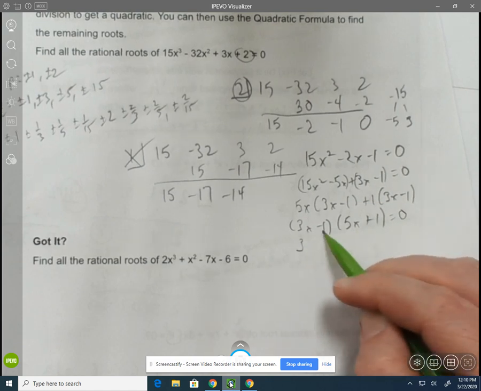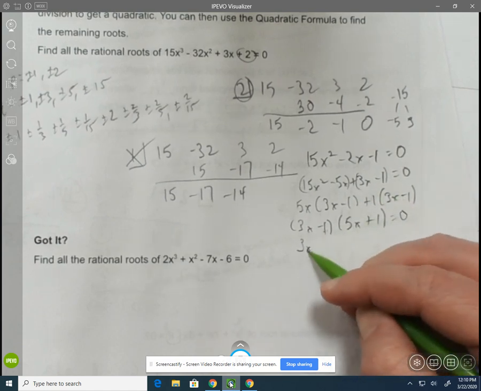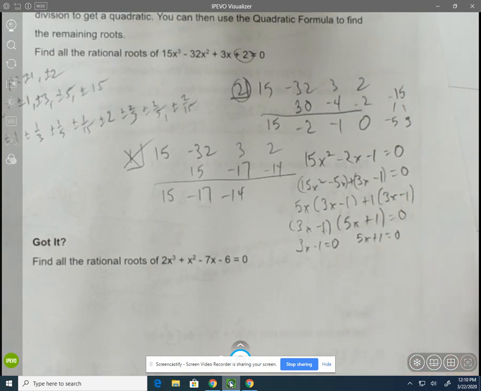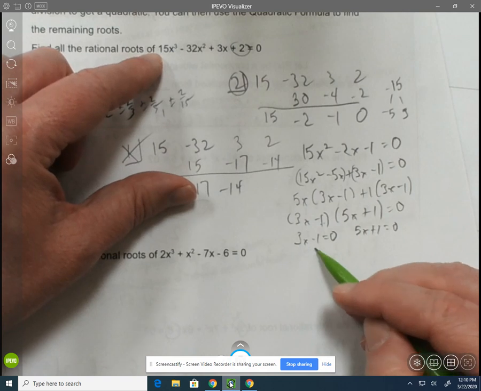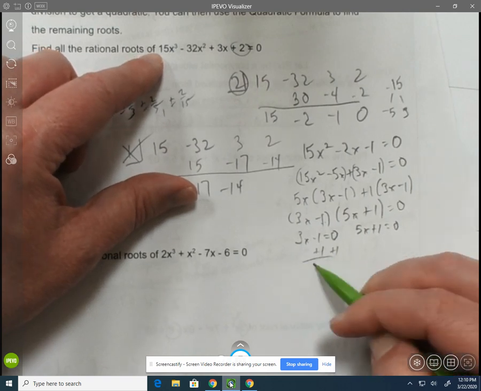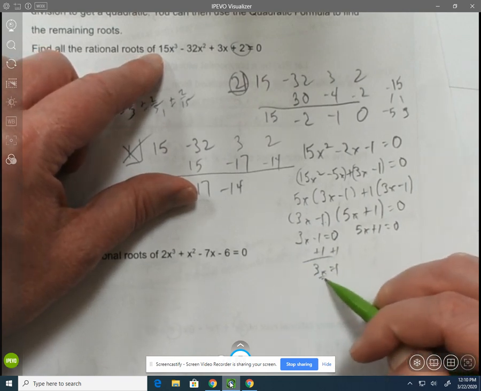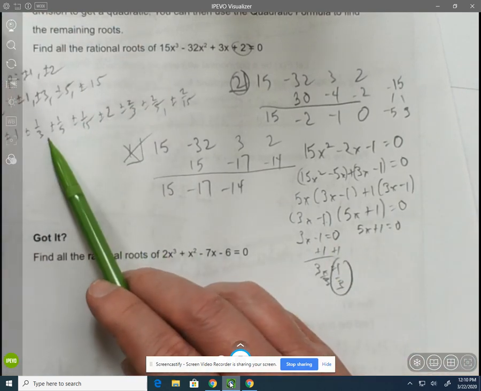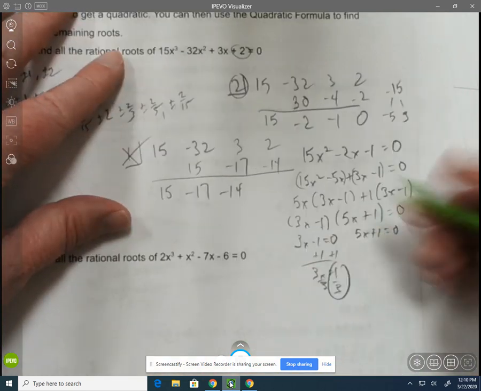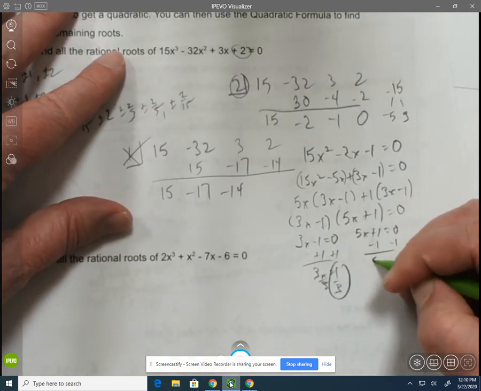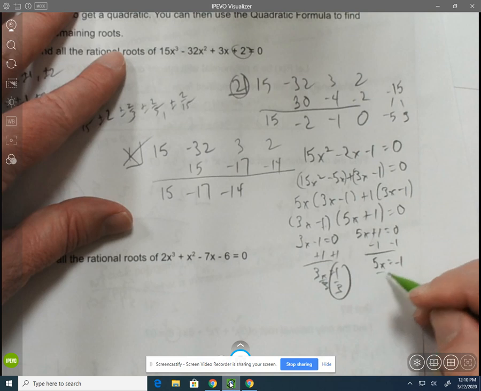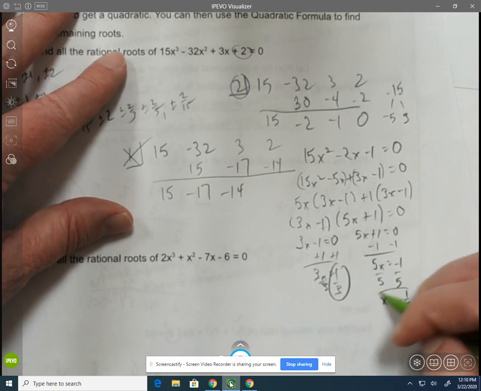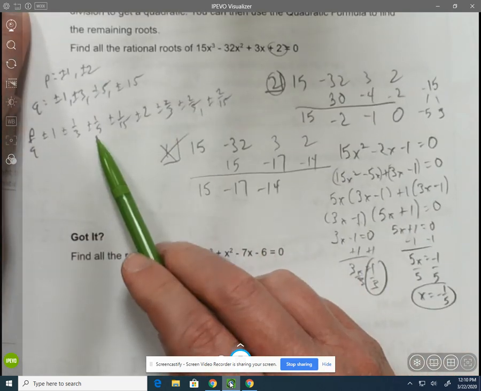And so now if I multiply two things together and get 0, either 3x minus 1 equals 0 or 5x plus 1 equals 0. I've got some two-step equations to solve. I add 1. I get 3x equals 1. I divide by 3. There's another root, 1/3. And notice that was in my list. Okay. And here, take away 1 and take away 1. 5x equals negative 1. Divide by 5, I get x equals negative 1/5. And that one was also in my list there.